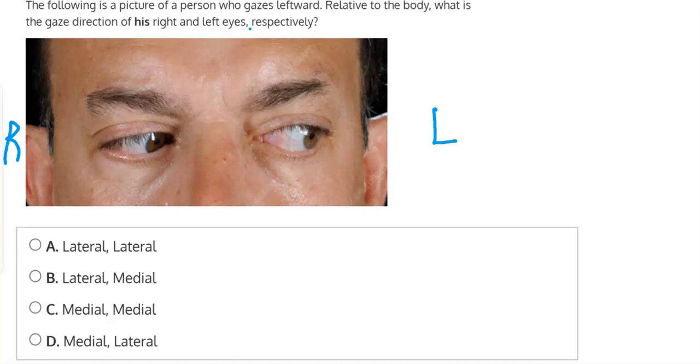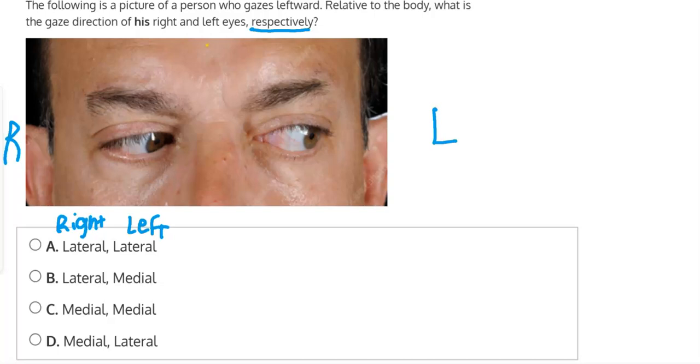So we have to keep that in mind when we think of the eyes of his right and his left, respectively. And since it says respectively, remember that for our answer choices, this is referring to the right eye, and then this is referring to the left eye. Now, also to keep in mind when we're looking at directions, you might note on the answer choices, every answer is either lateral or medial.